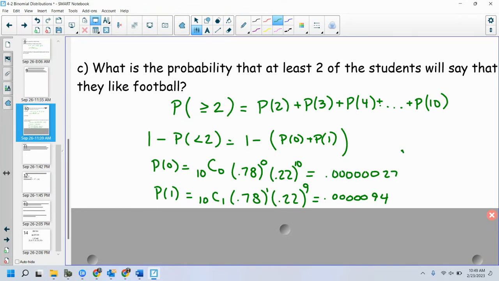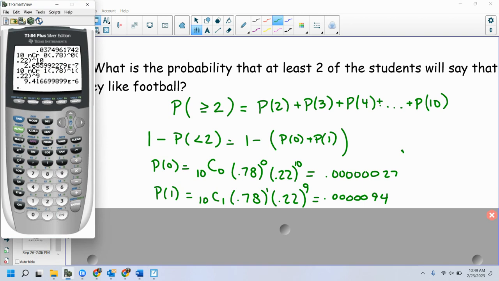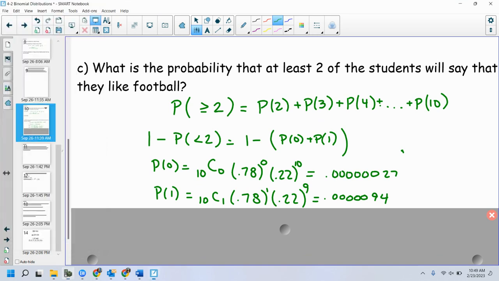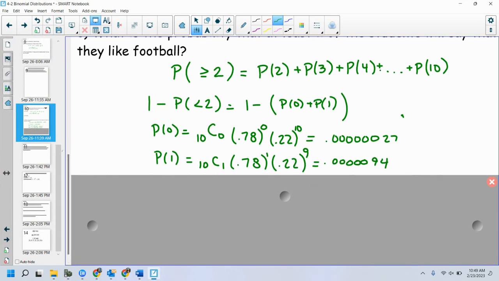Okay. So what am I going to do now? I'm going to add those two up. 0.6 zeros. 2, 7 plus 5 zeros. Okay, 9, 4. And then I'm going to say 1 minus that, which gives me 0.99. How many nines? 1, 2, 3, 4, 5. 5 nines. So we would say 0.1, 2, 3, 4, 5. There we go.